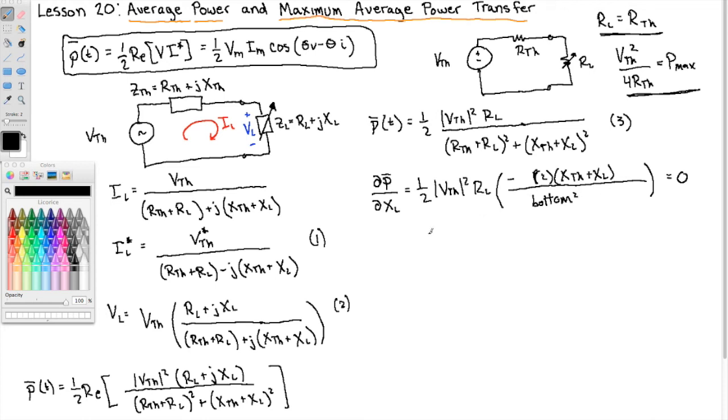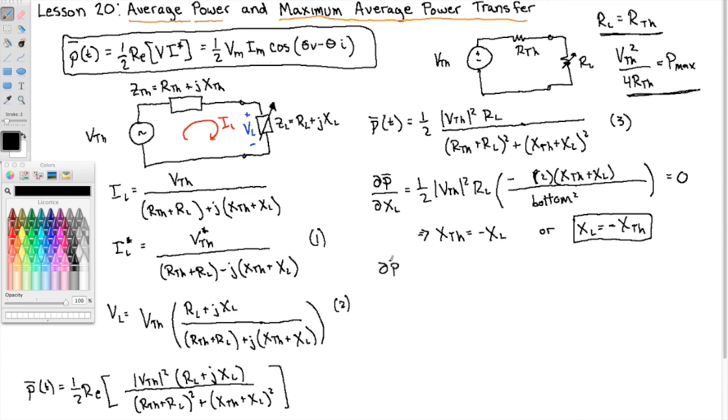So let me solve this equation. I can divide by the constants, but what I need is this thing to be 0. So that tells me that X Thevenin equals minus XL, or the imaginary part of the load impedance is going to be minus the imaginary part of the Thevenin impedance. That's the first half of our big result.